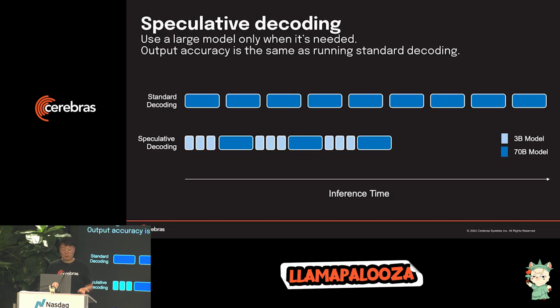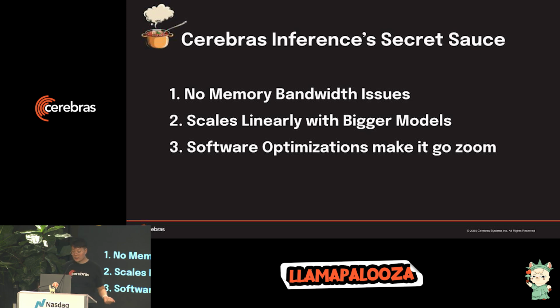But for more complex prompts, the larger model has to correct the output of the smaller model more frequently. So on average, we're hitting 2,148 tokens per second. But you might achieve a lot faster inference, up to 20,000 tokens per second, depending on your prompt, based on speculative decoding. So here's Cerebras Inference's secret sauce. First, we have no memory bandwidth issues because of the fundamental architecture of our chip. Second, we scale linearly with bigger models. And third, we have awesome software optimizations like speculative decoding that make it go zoom.